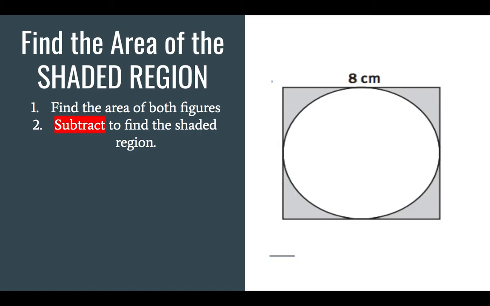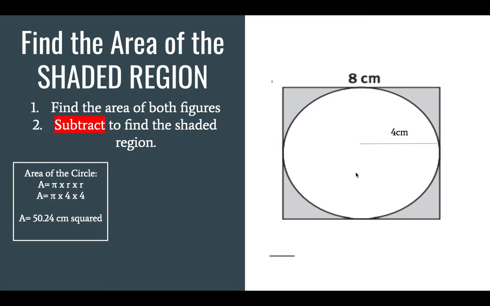All right, let's check your answers. The first thing you want to do is establish what that diameter or radius is. Halfway across, if the entire thing is 8, that means this part right here is 4 centimeters. My area of a circle is pi times radius squared, so I had pi times 4 times 4, which gives me 50.24 centimeters squared.